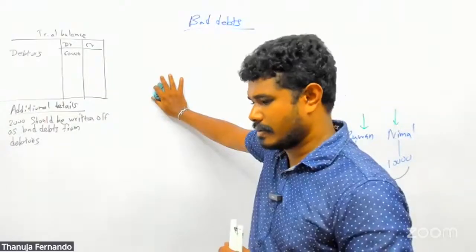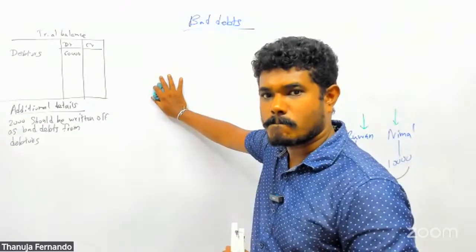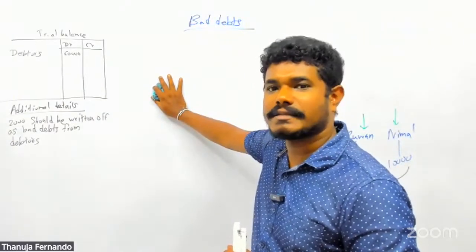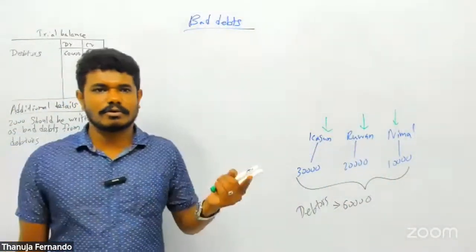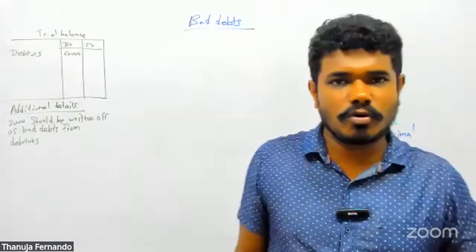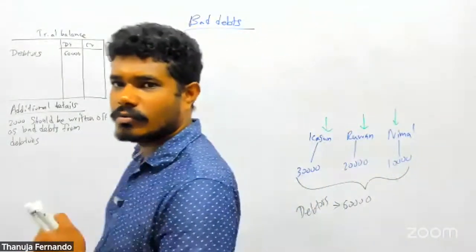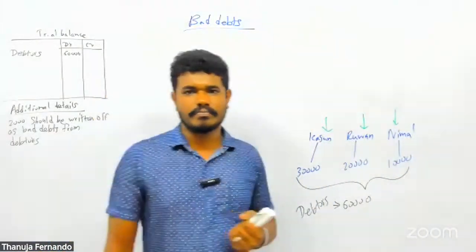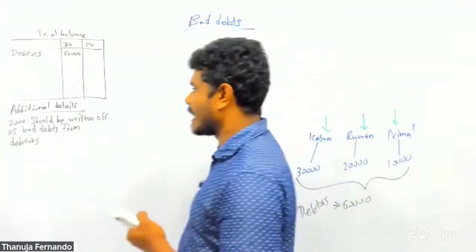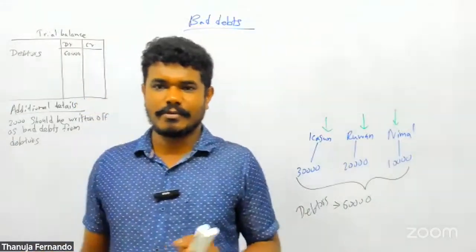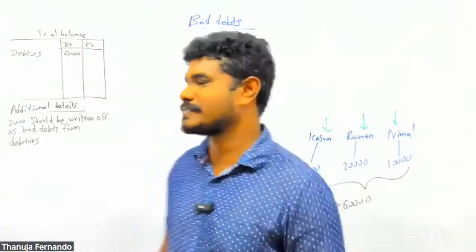So tell me what bad debts means. Is bad debt an asset or expense or income or liability or what? Tell me someone. Expense. Very good. Bad debts is an expense. Why? Because it is an extra expense.